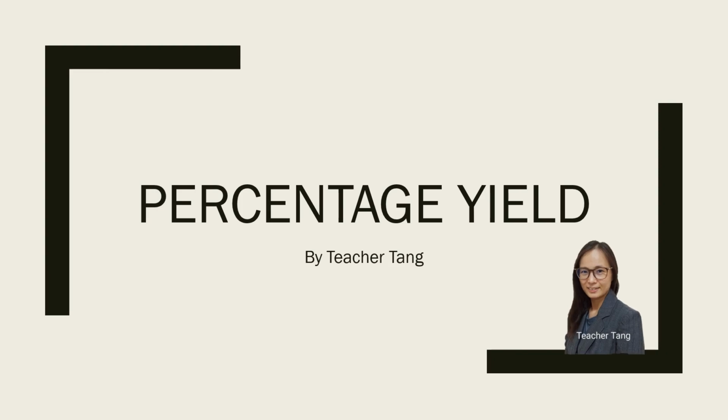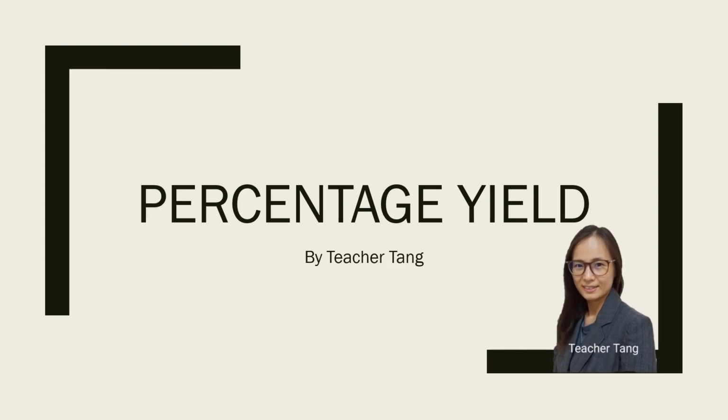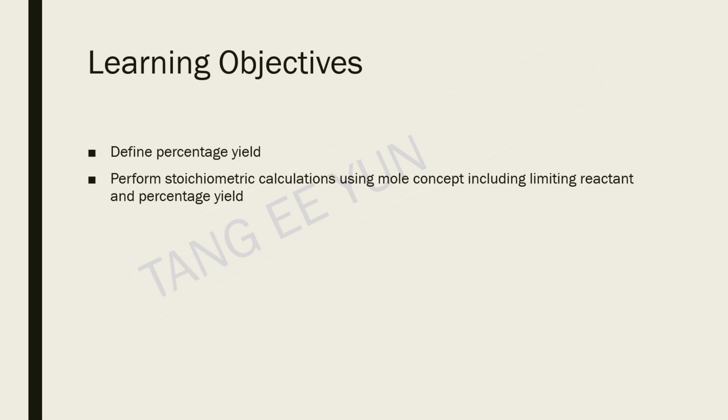In this video, we are going to look at percentage yield. There are two learning objectives that I'm going to cover in this video. The first one is the definitions of percentage yield, and the second one is on how to perform stoichiometric calculations using more concepts including limiting reagent and percentage yield.